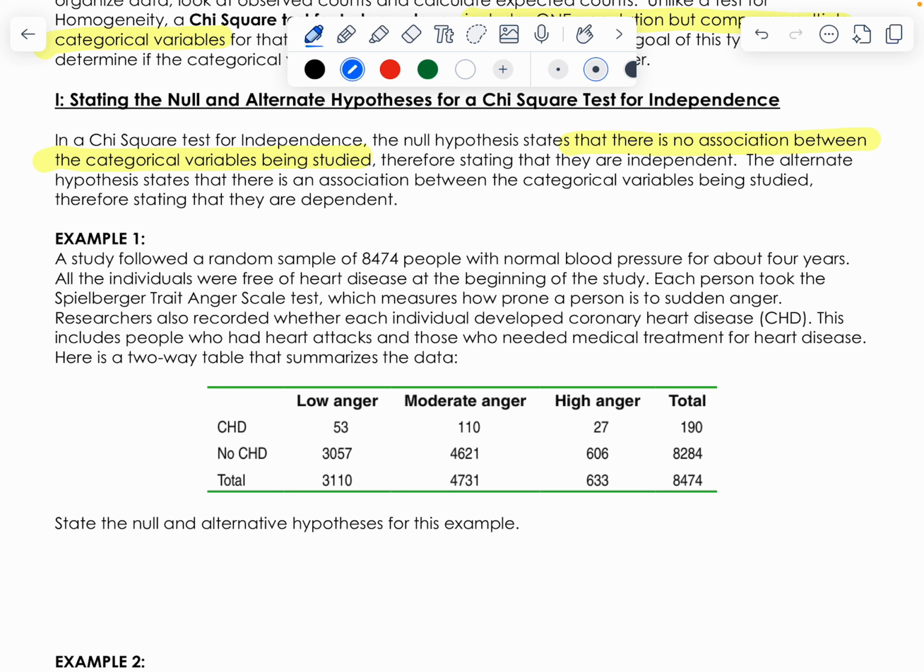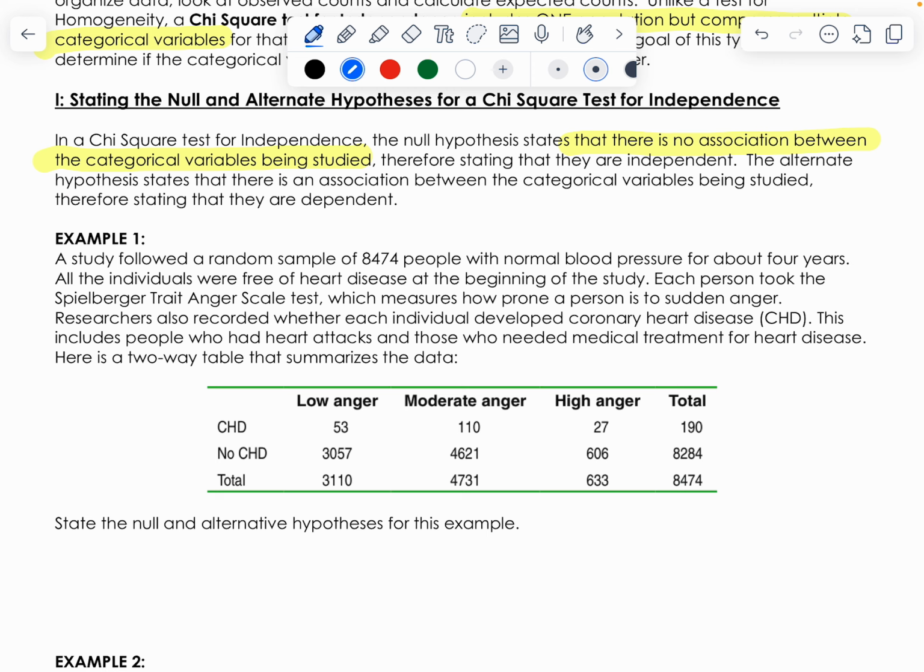It says a study followed a random sample of 8,474 people with normal blood pressure for about 4 years. All of the individuals were free of heart disease at the beginning of the study. Each person took the Spielberger Trait Anger Scale test, which measures how prone a person is to sudden anger. Researchers also recorded whether each individual developed coronary heart disease, and this includes people who had heart attacks and those who needed medical treatment for heart disease. So here we have a two-way table. We've got coronary heart disease and their anger levels. Those are our two variables for this one population that had normal blood pressure.